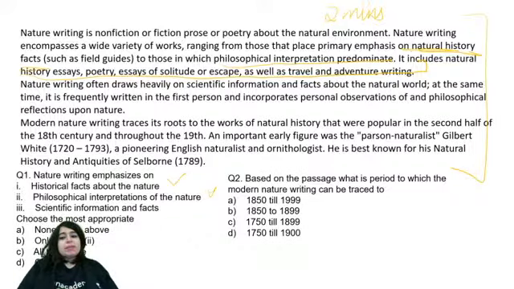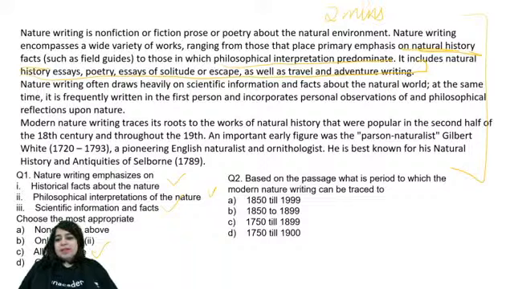I'll have to come to the next paragraph. It says often draws heavily on scientific information and facts about the natural world. At the same time, it is frequently written in first person and incorporates personal observation. So, what will be the answer here? It will be all of the above. All are true.